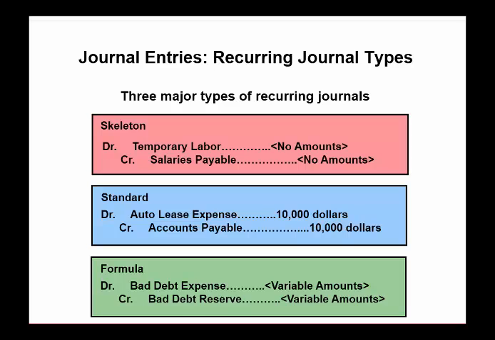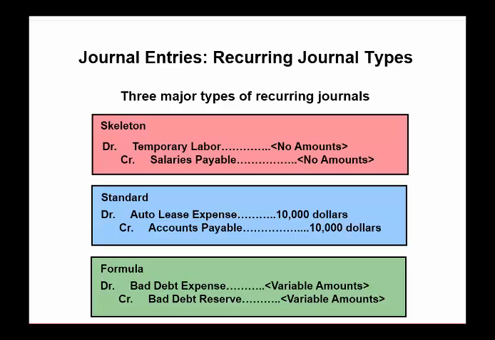I don't know how many hours the temporary labor will work for a specific month. I may set a ceiling, like an upper limit, but the exact number of hours may not exceed it, and they are different every month. So I would just set up and say I will debit temporary labor and I will credit salaries payable, but I do not specify an amount.